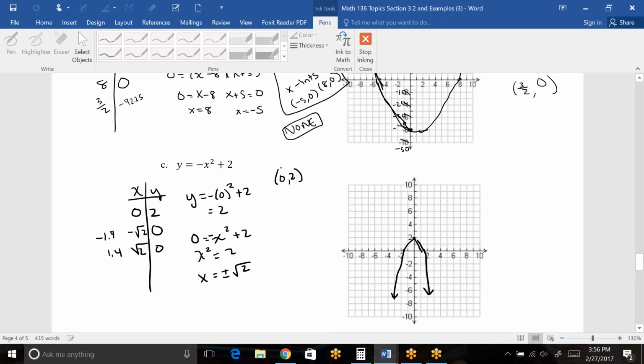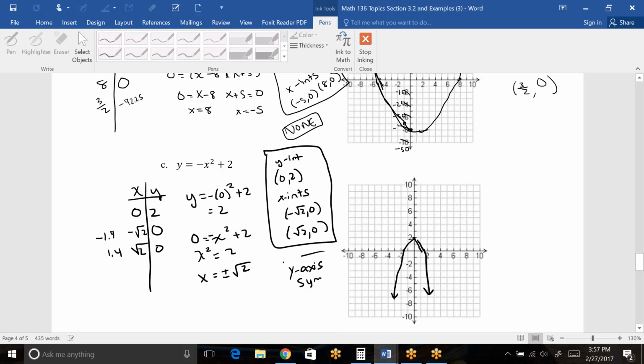So this is (0, 2) for the y-intercept. And the x-intercepts are (-square root of 2, 0) and (square root of 2, 0). So there's my intercepts. For the symmetry, this one has y-axis symmetry. It does not have x-axis symmetry because if you fold across the x-axis, they don't match up. It also does not have origin symmetry because here is a point.